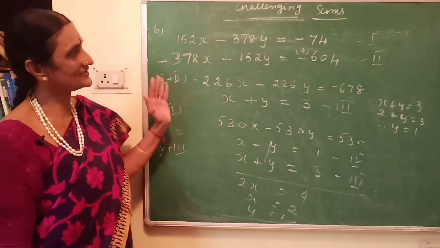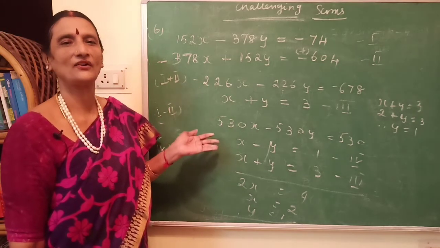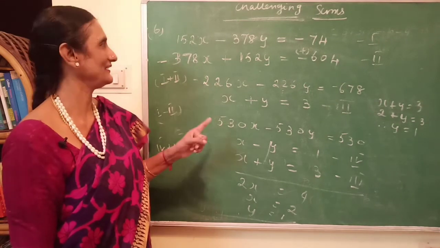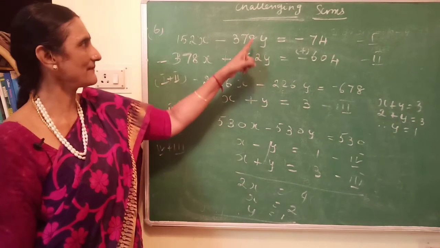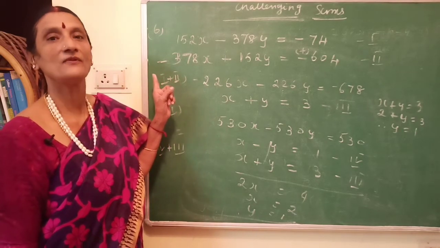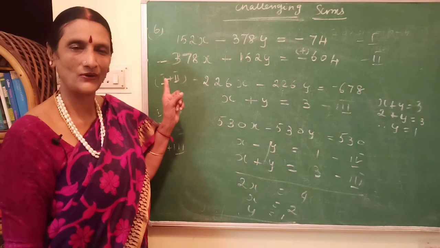So, the sum which looks frightening can be easily solved by applying a new method. You have to understand this method first. This and this same, this and this same. That is the only clue. Okay, so we will be seeing few more challenging sums like this in the following sessions.